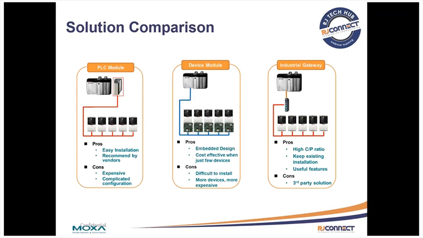So using an industrial gateway gives you a high cost-to-performance ratio. It allows you to keep your existing installation even when upgrading your PLC systems. And it has unique and useful features such as serial traffic monitoring to be able to diagnose any issues. The only downside to this is the fact that it's a third-party solution.